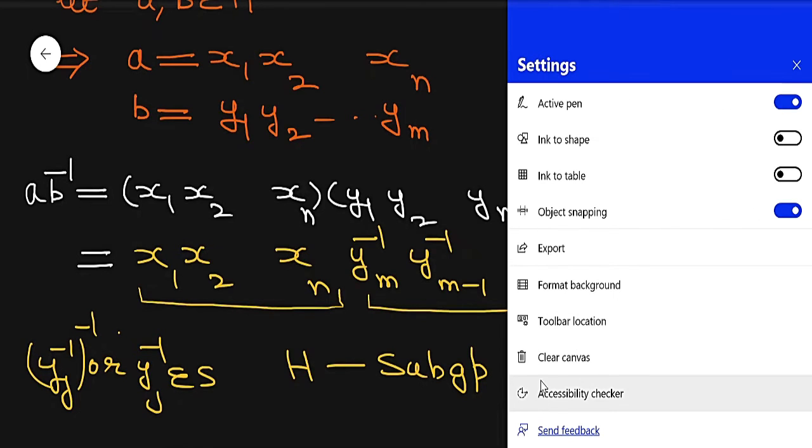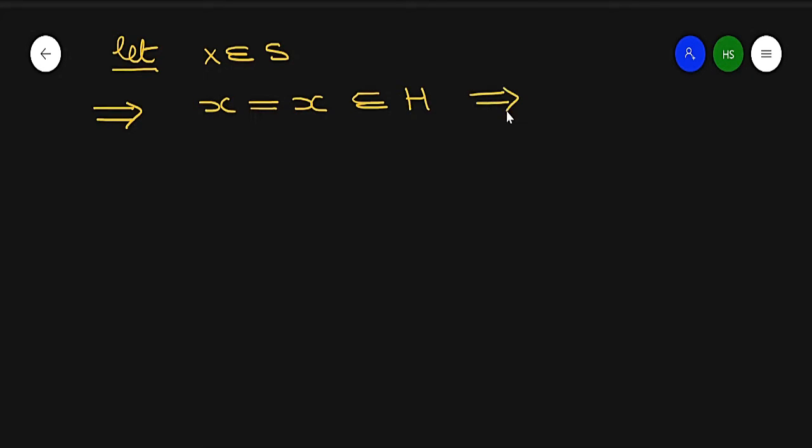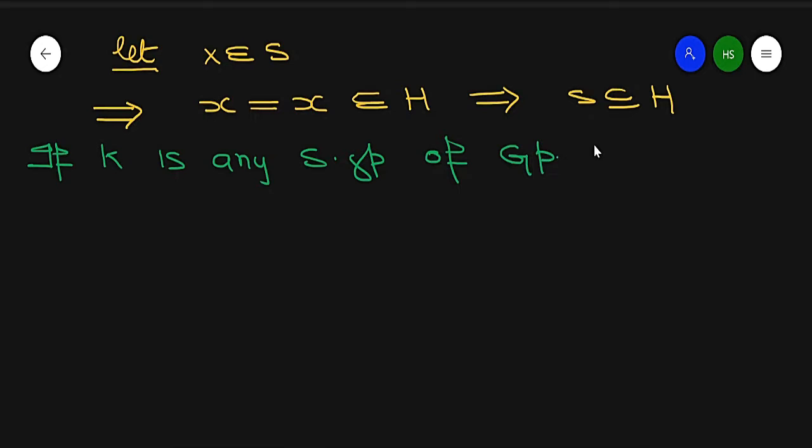Second step, S is a subset of H. If I take some element x which belongs to S, it implies x can be written as a finite product of elements, which belongs to H. So it implies clearly S is a part of H. Now to prove it is the smallest subgroup, I take K to be any subgroup of group G such that K is containing S.